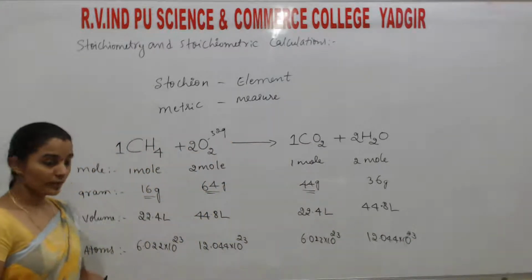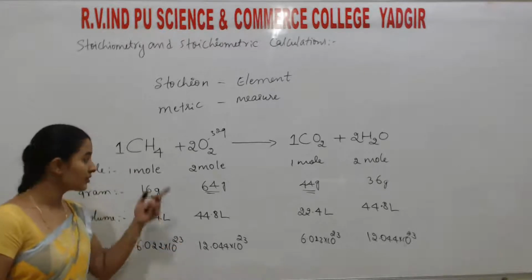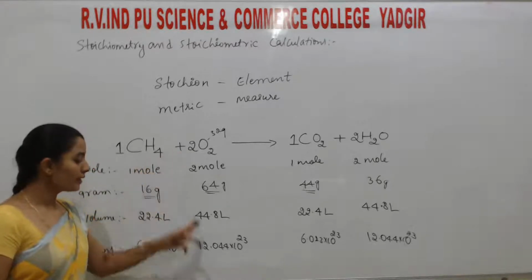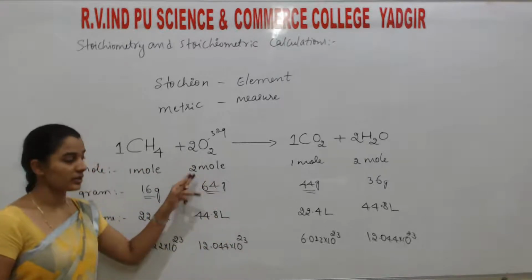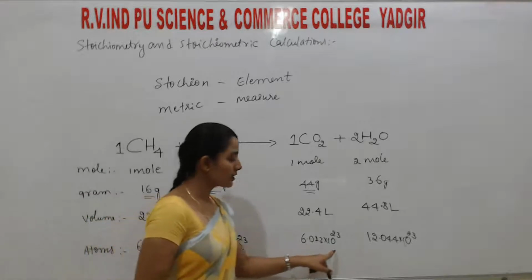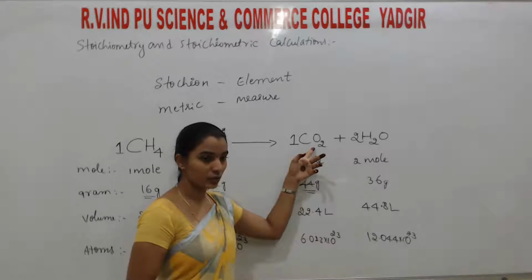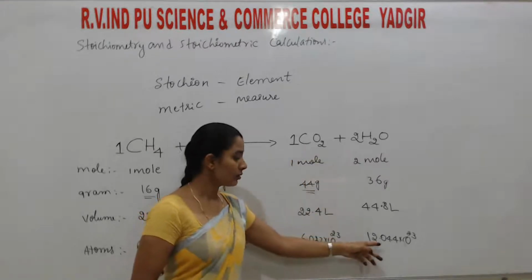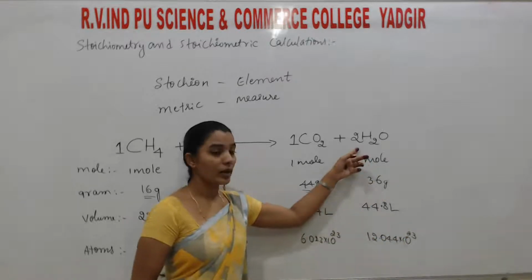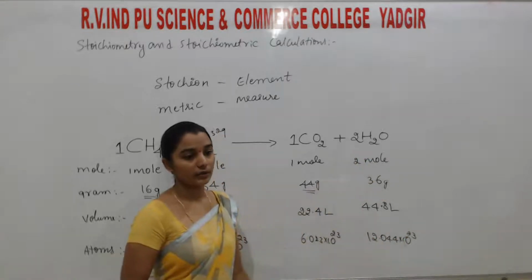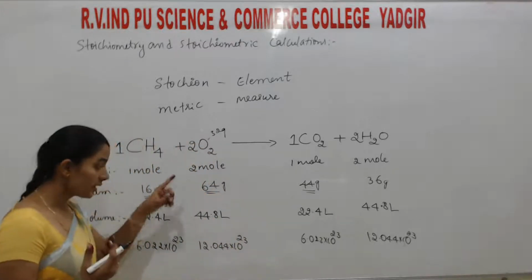Okay, so that means 6.022 into 10 power 23 atoms of CH4 requires 12.044 into 10 power 23 atoms of oxygen to form 6.022 into 10 power 23 atoms, sorry, molecules of CO2 because it is a molecule, and 12.044 into 10 power 23 molecules of water. Understood? So this is the way to write. This is the comparison value.